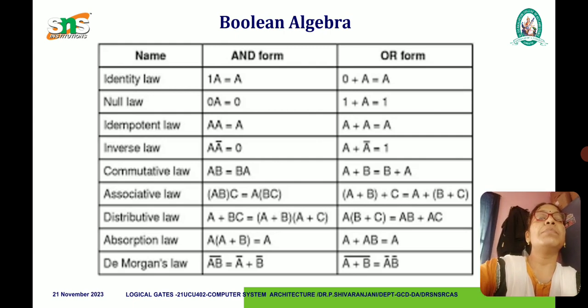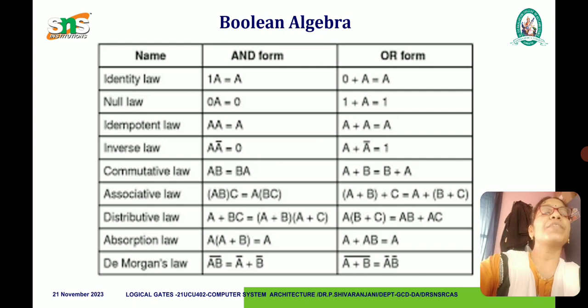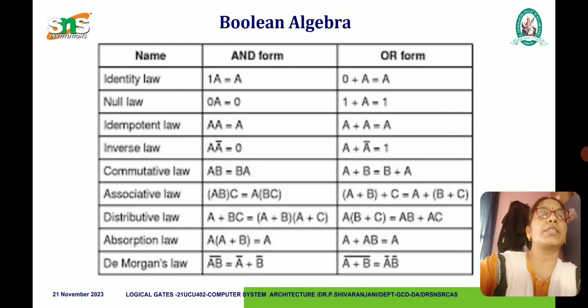In the case of absorption law, A into A plus B equal to A, whereas in the case of ORing form A plus AB equal to A. De Morgan's theorem is a very important theorem. We'll discuss how to derive De Morgan's theorem. The inverse of A dot B is equal to A inverse plus B inverse, and in the case of OR form the inverse of A plus B is equal to A inverse dot B inverse.